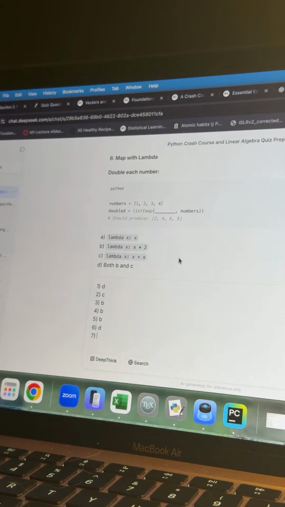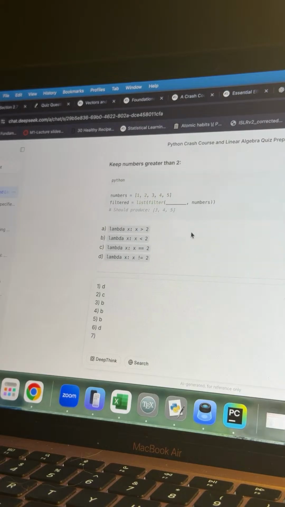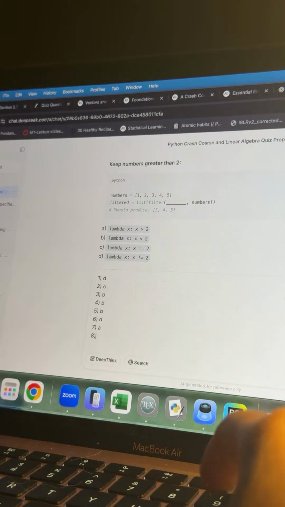Okay. Number 7. Filter with lambda. Keep numbers greater than 2. So it can't be any of these, right? It has to be A. That seems pretty straightforward. I think DeepSeek just threw that one in so I could feel good. Like I'm getting something right.